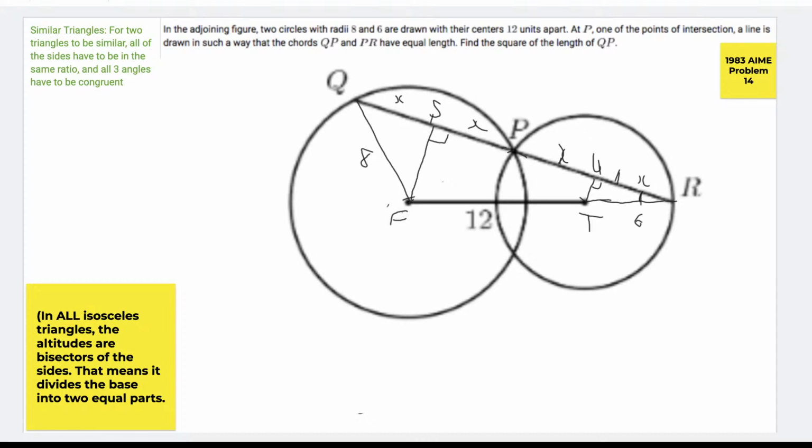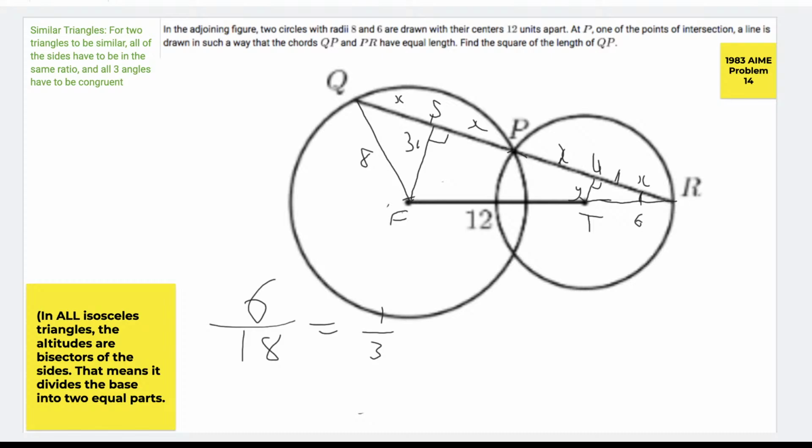RUT and RSF are similar triangles, which means the ratios of all the sides will always be the same. For example, RT is 6, and RF is the hypotenuse of the other triangle. It's 12 plus 6, which is 18. That means the ratio is just 1 over 3. That means if UT is y, then SF is 3y.